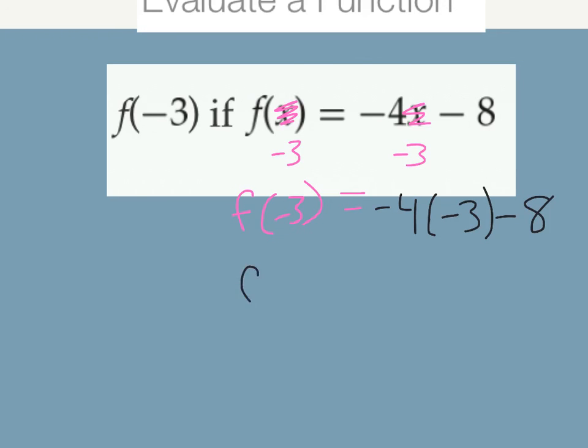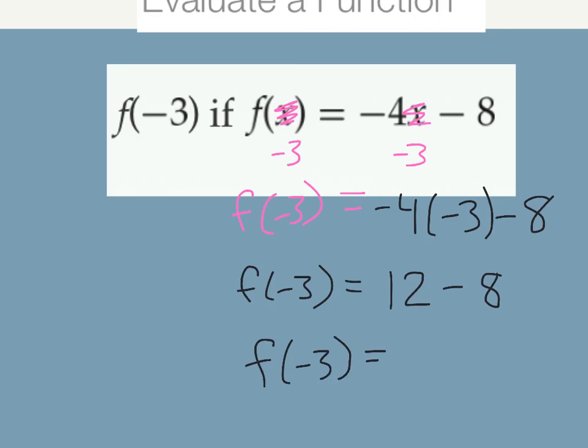What do we do first here? Parentheses. What are we doing in our parentheses? Multiplying. So what are we multiplying? Negative 4 times negative 3. And what is negative 4 times negative 3? Positive 12. So we have positive 12 minus 8, which is what? 4. So f of negative 3 is equal to 4.